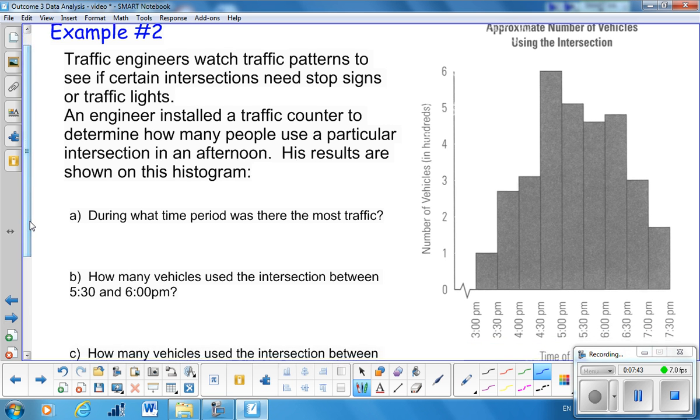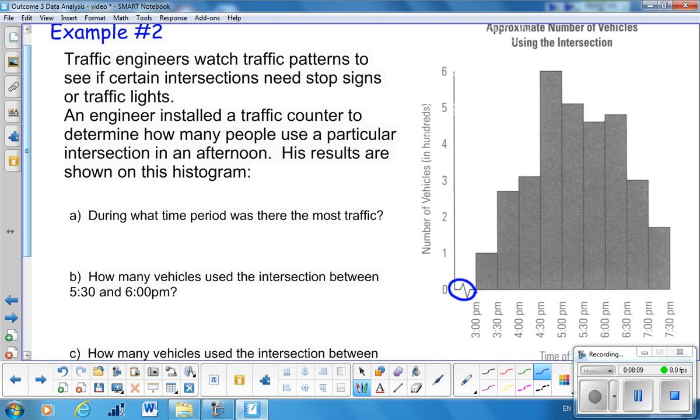So on the vertical axis, we have the number of vehicles in hundreds, and along the horizontal axis, we have the different times. So it goes from 3 to 3:30, 3:30 to 4, 4 to 4:30. This little symbol at the start shows us our graph is starting at 3 and that there's some missing information. So it doesn't go from 0 to 3. That just shows a break.